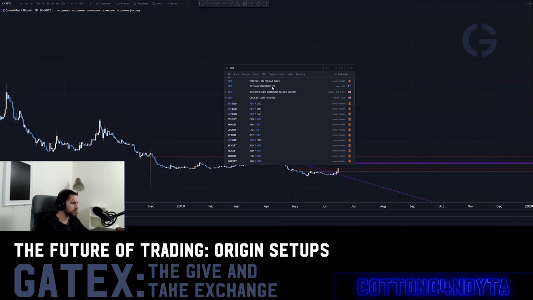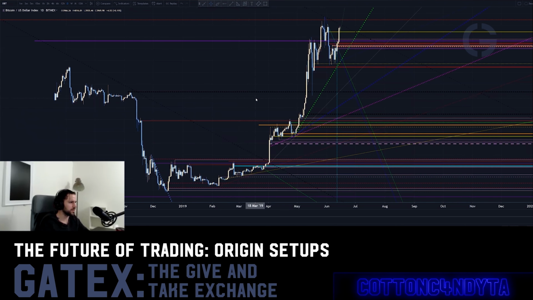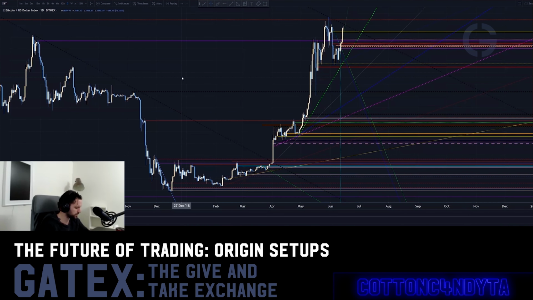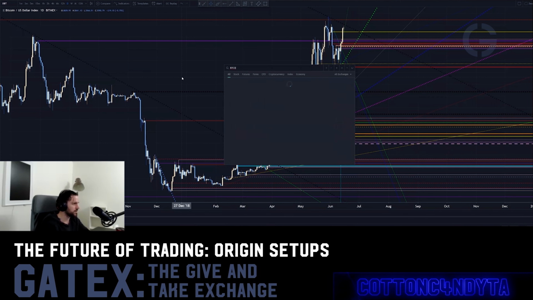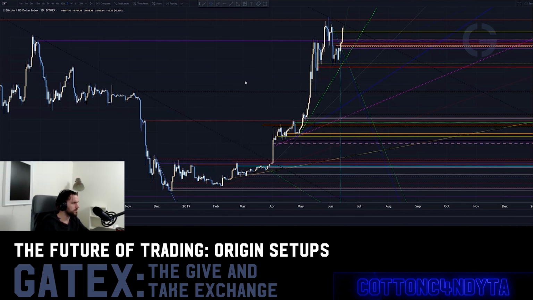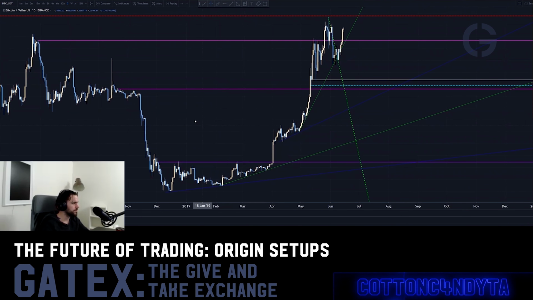I always do XBT, BTC. Oh boy. I should probably not use my Bitcoin chart because we're never going to see level origins on this. Okay, so let's go BTC Tether, USDT. I already have a level origin marked here. See?